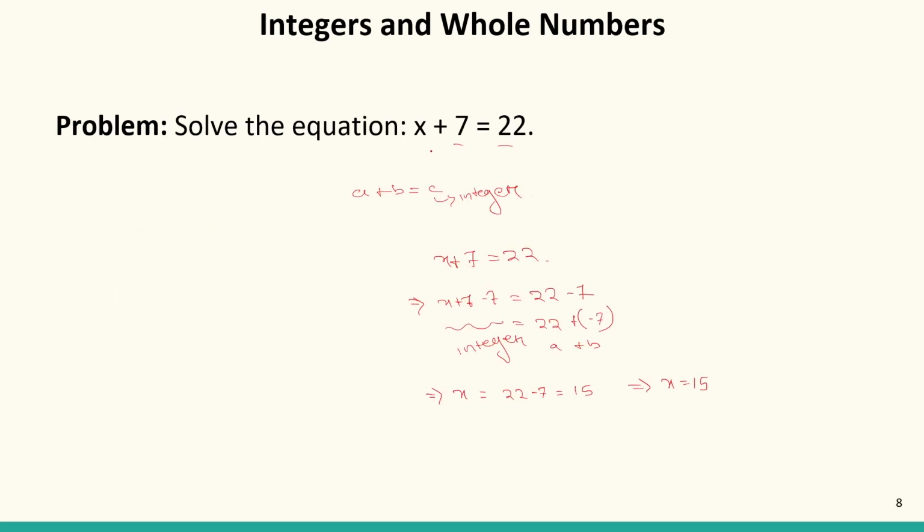The first problem was something like this: x plus 7 is equal to 22. So we recalled the closure property of integers. We subtracted 7 on the left hand side and 7 on the right hand side, and then what we got was 22 minus 7 is equal to 15.